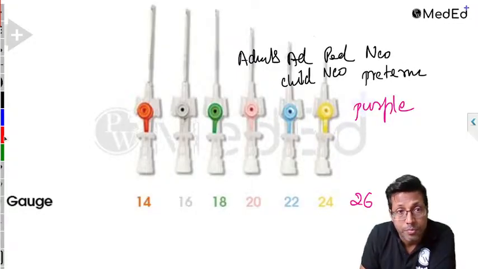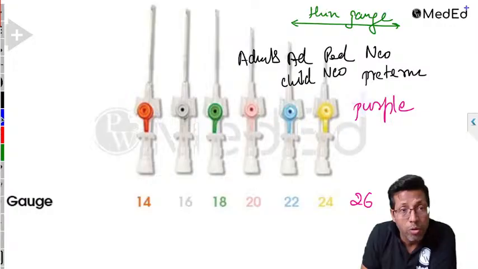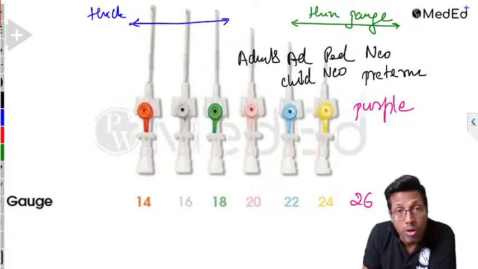Which means between 22 to 26, these are thin gauge or thin bore. These are not thick ones. These are thin. And you will find these ones to be thick. These are thick gauge. They are basically used for fluid resuscitation or giving blood.